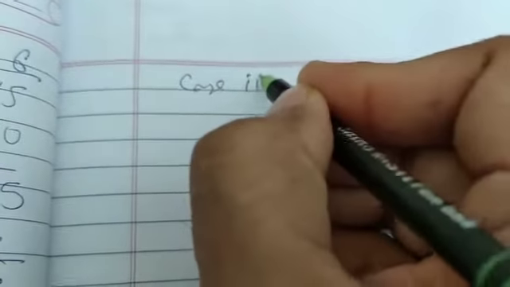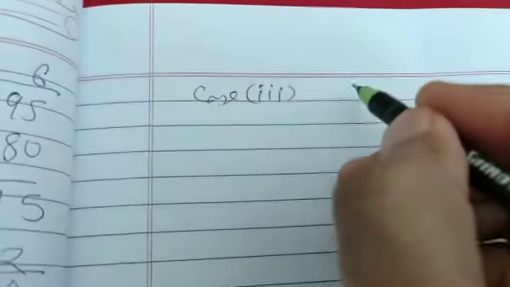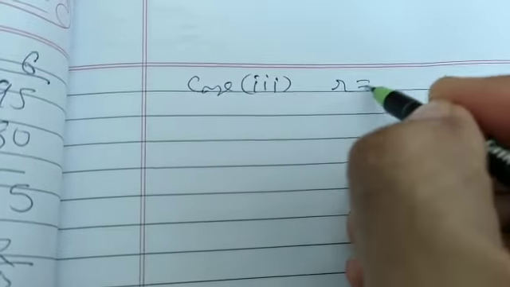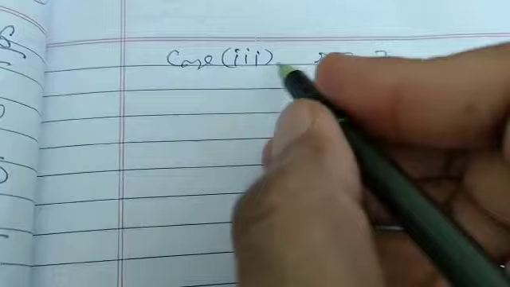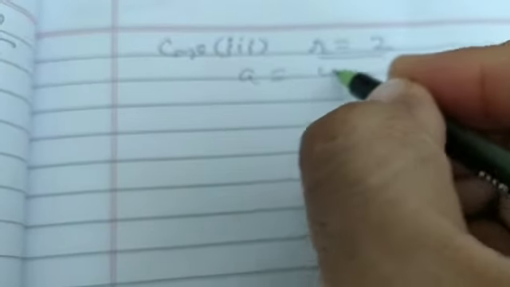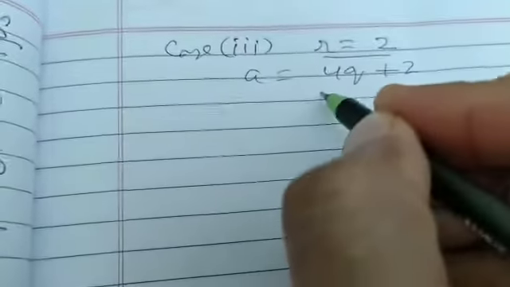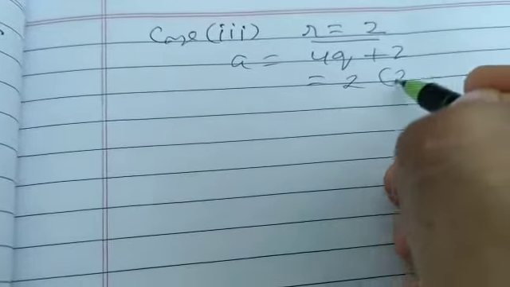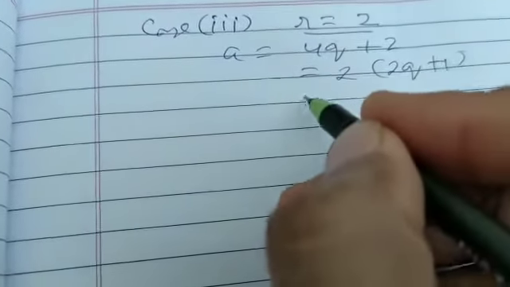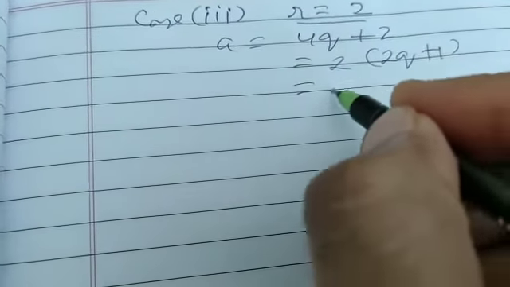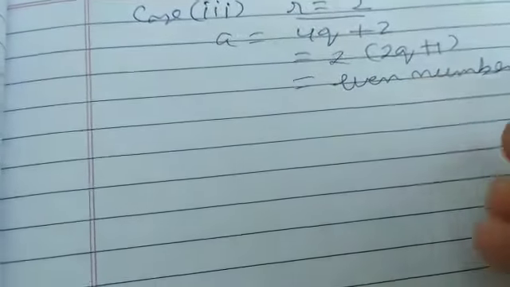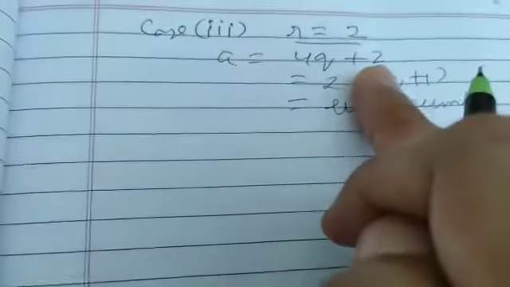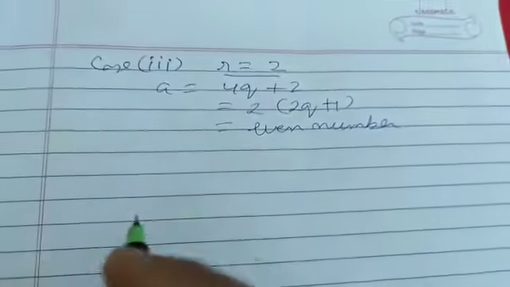Now we will go for case 3. What is the third case? When r equal to 2. So a equal to 4q plus 2. Obviously we can take 2 common, so 2 into 2q plus 1. And this is a multiple of 2. Therefore we can say that it is an even number. So a equal to 4q plus 2 is an even number.